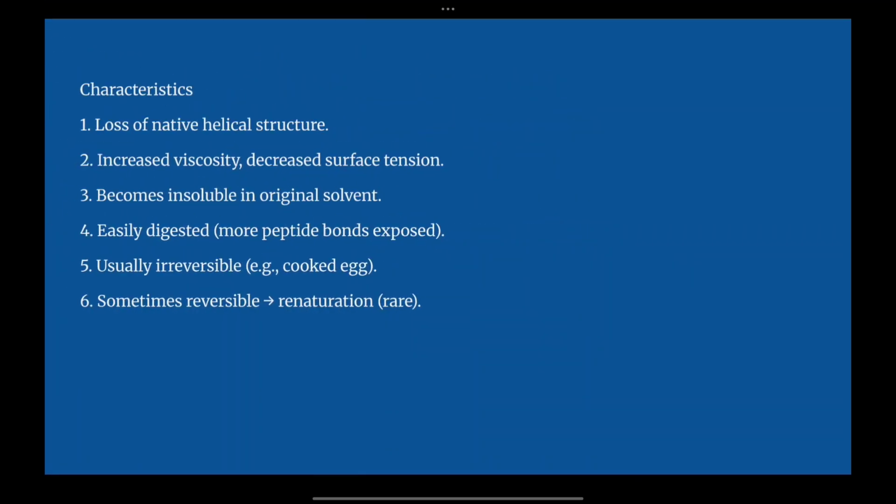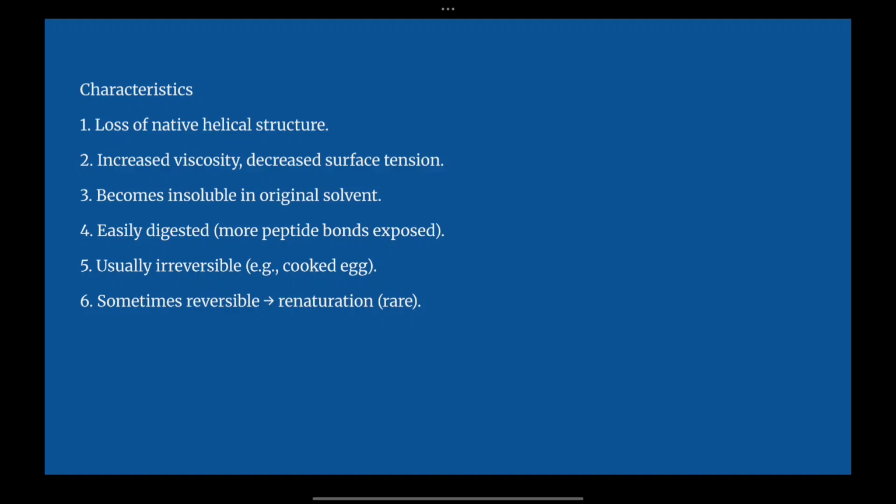Now, the characteristics of denatured proteins is they lose the native helical structure. The string structure or the helical structure they have formed previously is lost. It cannot be regained. There is increased viscosity and decreased surface tension. Because there is less surface tension, the viscosity is more. Surface tension is the attachment between the two different amino groups, which is decreased, and they do not have any pressure or tension that is giving the shape to the protein. So there is surface tension loss and increased viscosity, so they are liquid like. So there is no proper shape to the protein.